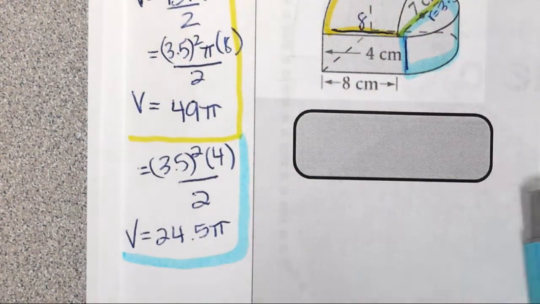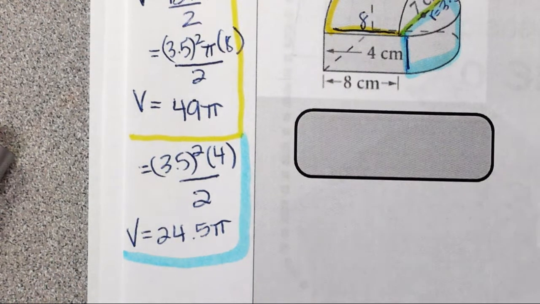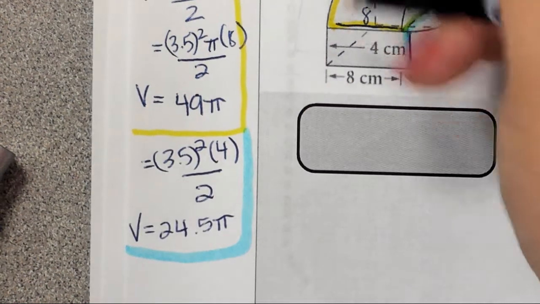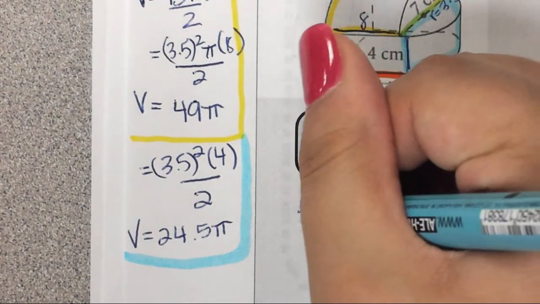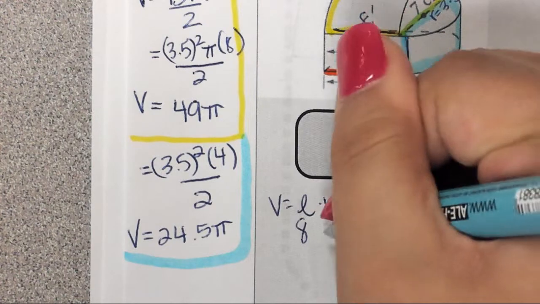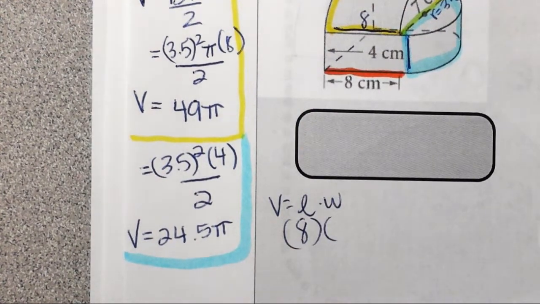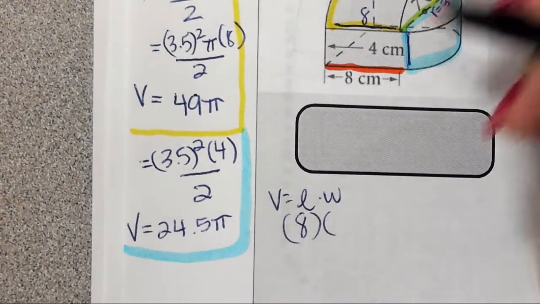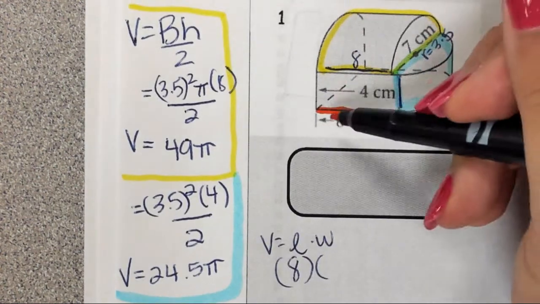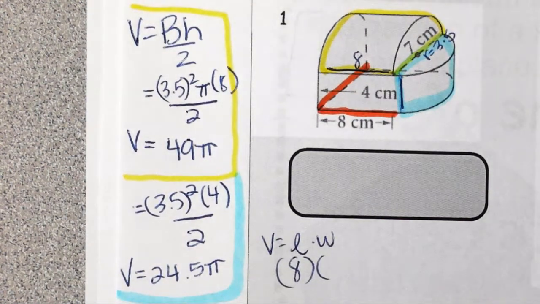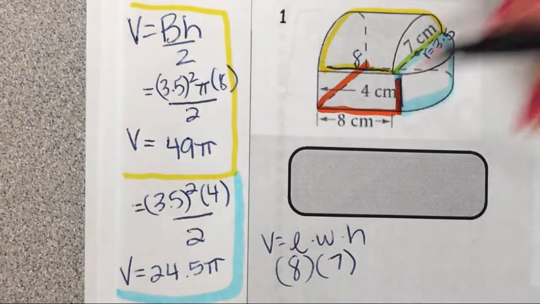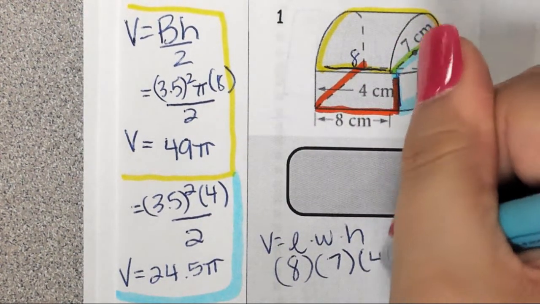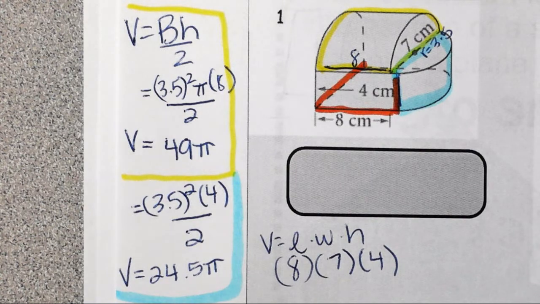What's the last thing I have? I have a rectangular prism here. Well, what's the length? The length is 8. What's the width? How are you getting 7? The diameter of the cylinder also is the width of the rectangular prism. Does that make sense? So then I get 7. What's the height of my prism? 4. So then what's 8 times 7? Times 4.